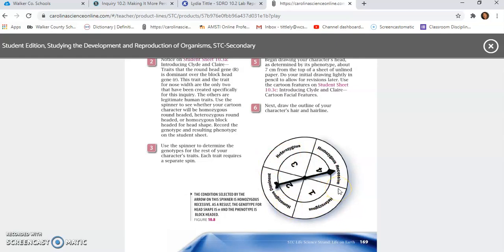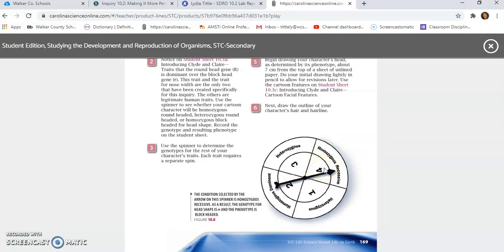Okay, so if you're at home, since you don't have the spinner, I want you to get 2 coins. It could be 2 pennies, 2 quarters, 2 dimes, 2 nickels. It doesn't matter. Just get 2 coins. Okay, we're going to say that homozygous recessive, or number 4, would be if you toss the coins and both coins land on tails.